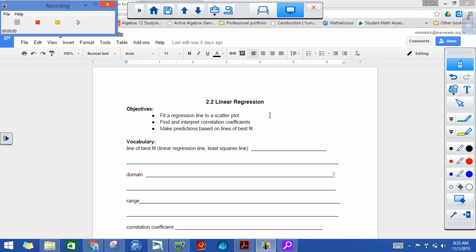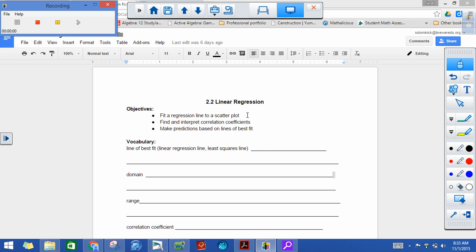Okay, here are your 2-2 notes. I purposely skipped 2-1. It's a lot of things that you go over as a freshman, and it's something that we could quickly just kind of talk about in class if you had questions. So hopefully by the end of these notes, when you go to start your homework, which is at the end of this video, you're going to be able to fit a regression line to a scatter plot, find and interpret correlation coefficients, and make predictions based on lines of best fit.